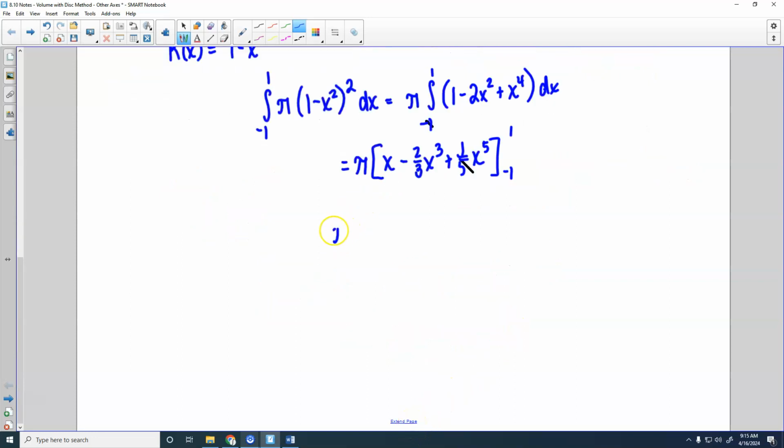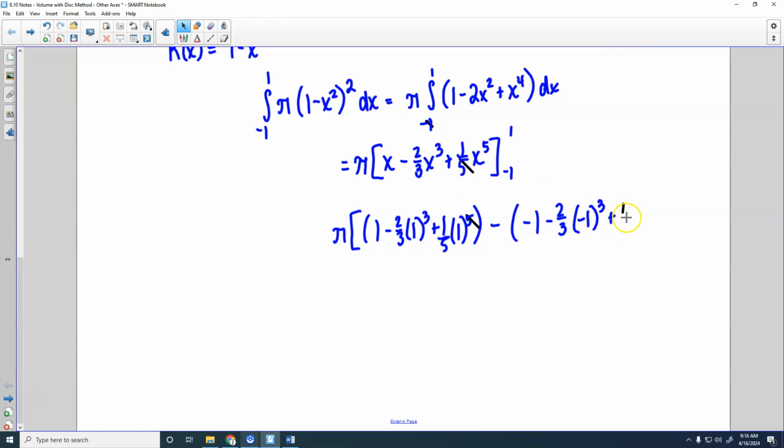And then that will give us pi times 1 minus 2/3 times 1 cubed plus 1/5 times 1 to the 5th. I don't know why it's being so hateful today. And then minus -1 minus 2/3 times -1 to the 3rd plus 1/5 times -1 to the 5th.